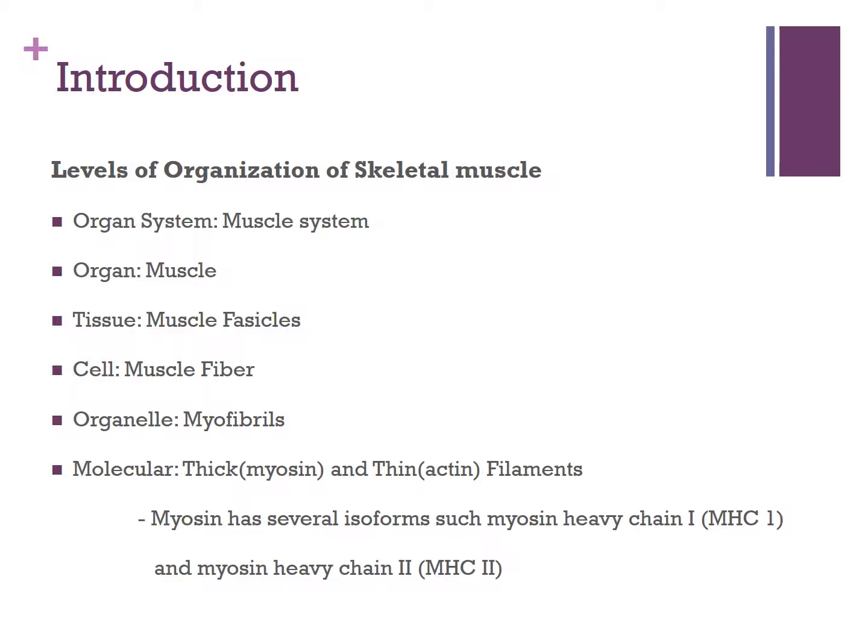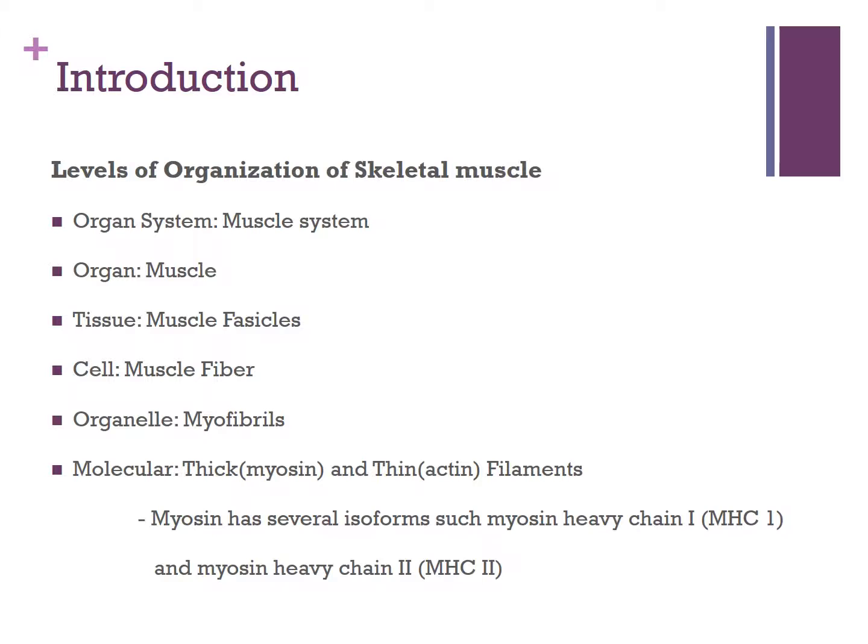So a skeletal muscle has different levels of organization. The broadest category is the muscle system, which is an organ system. Beneath that is the muscle, which is an organ. After that are muscle fascicles, which are tissue. Muscle fibers are the cells of muscles. Myofibrils are the organelles. And lastly, the myofibrils are made up of thick and thin filaments. The thick filaments are myosin, and the thin filaments are actin filaments.